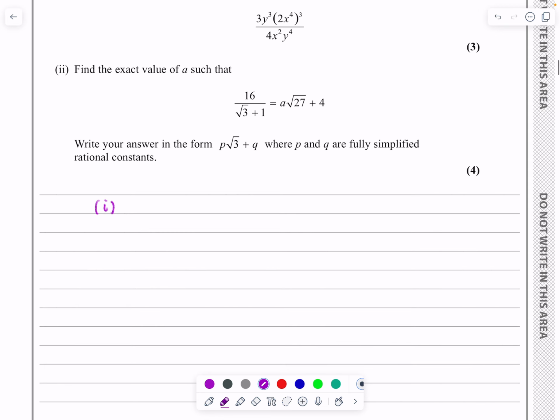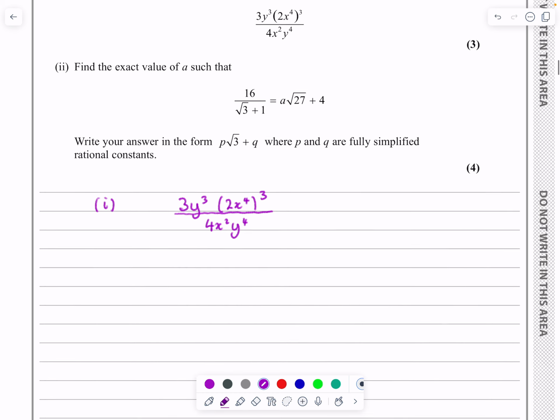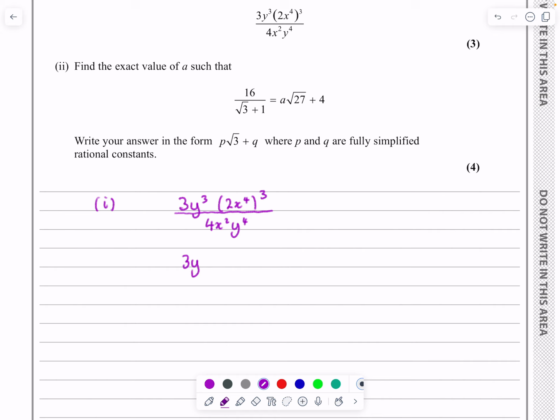It says simplify fully, and what have we got? We've got 3y cubed, 2x to the power of 4 all cubed, all divided by 4x squared y to the power of 4. So let's just sort out that bracket with the cubed. Leave 3y cubed alone, but then 2x to the 4 cubed, or 2 cubed is 8, and x to the 4 cubed, like that, we know the index powers, multiply the powers together, gives me 8x to the 12. Same denominator, all divided by 4x squared y to the 4.